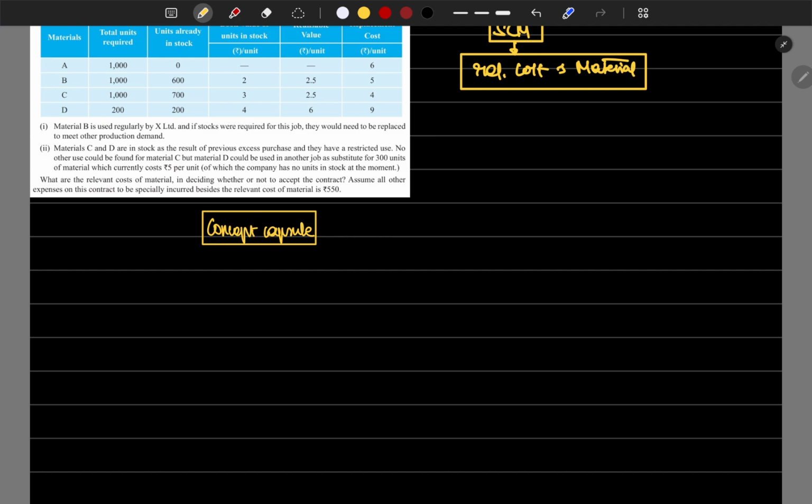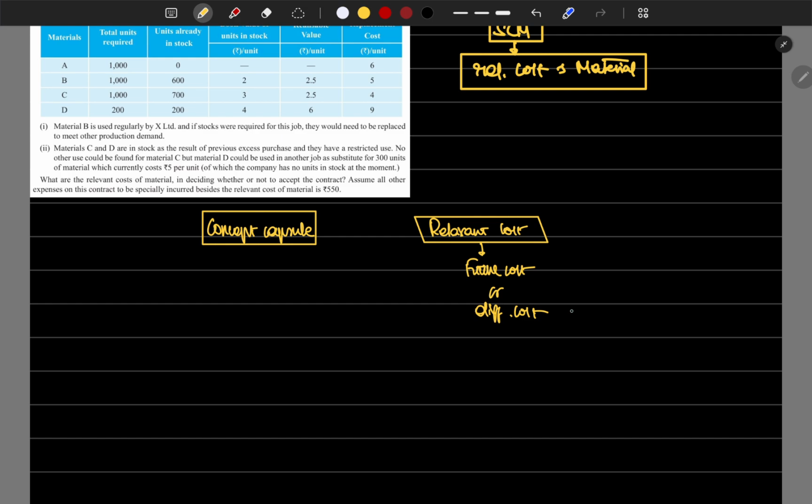Relevant costing means the cost incurred which is relevant to consider for the project. So, which can be considered as a relevant cost? Future cost and differential cost. Past costs are not relevant; those are irrelevant for costing purposes. But if it is a future cost, that is relevant for the project. And if it is a differential cost, that is also relevant.